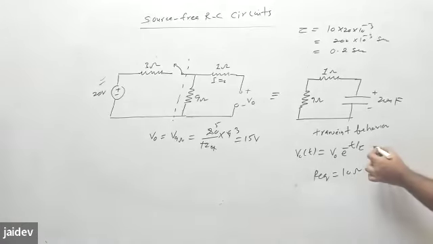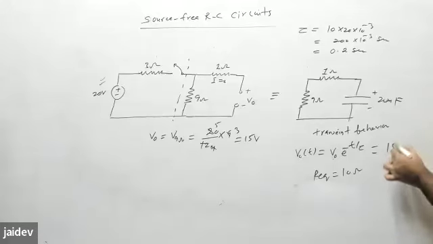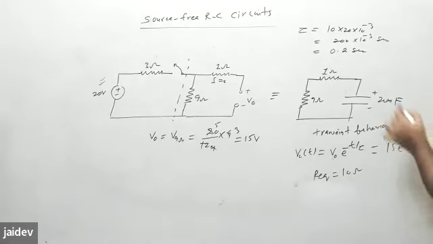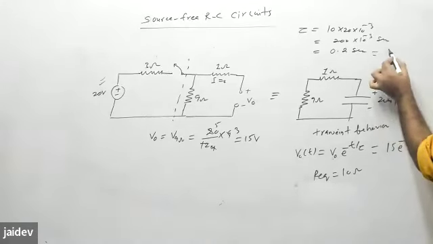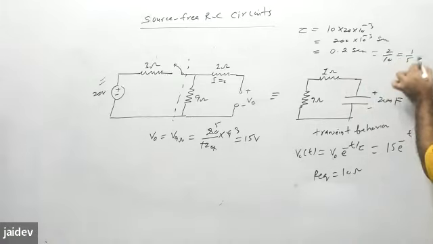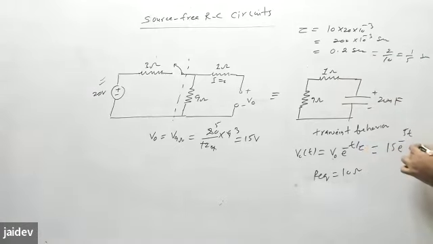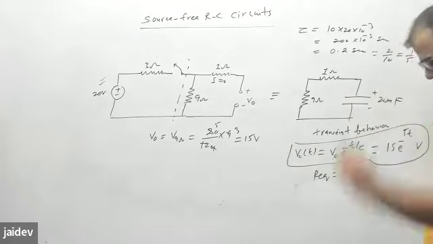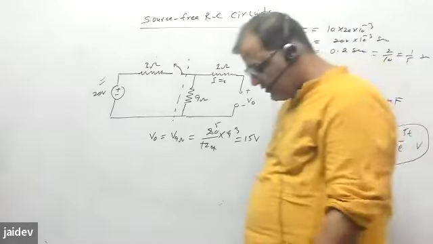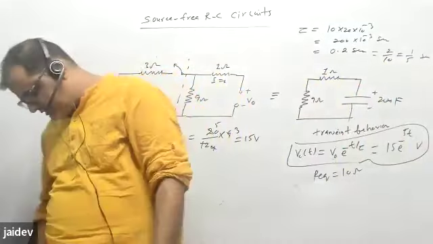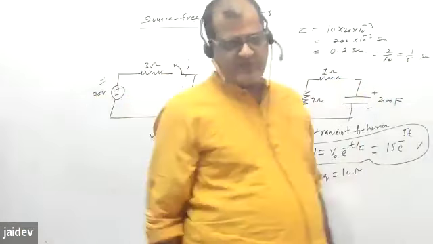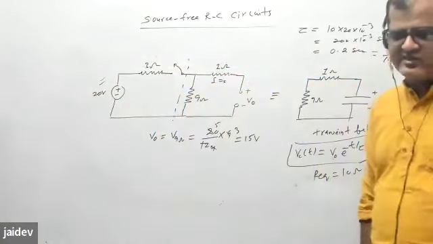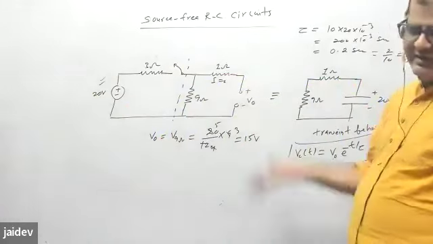Now you can put the value here. You know V naught is 15 e power minus t upon 0.2. 0.2 is 2 by 10, that is 1 by 5 second. So this becomes 5t in the exponent, and this becomes volt. So same question as what we did yesterday, only here V naught was not given as the initial voltage. Here V naught itself we have to calculate.